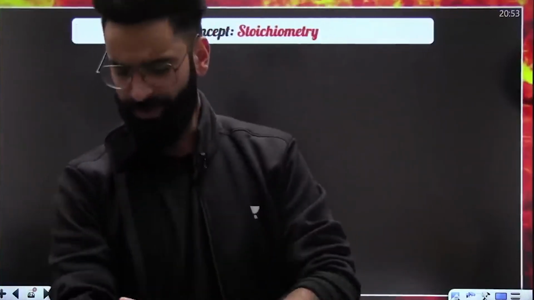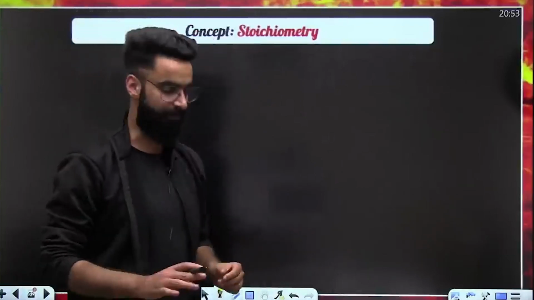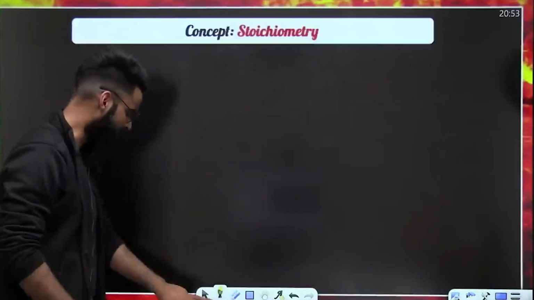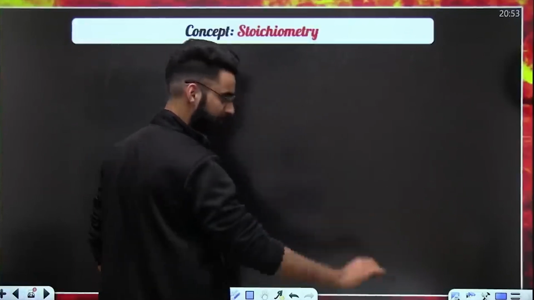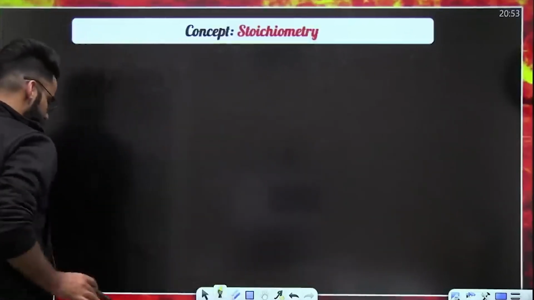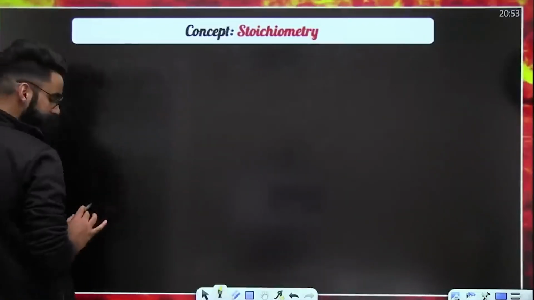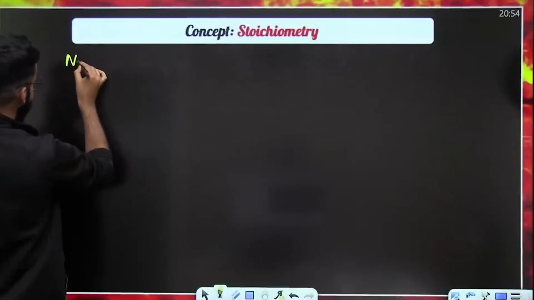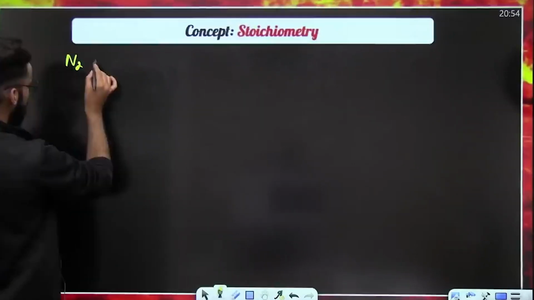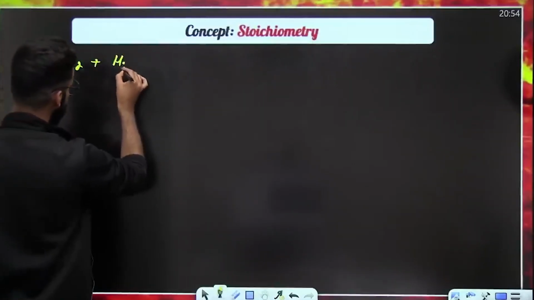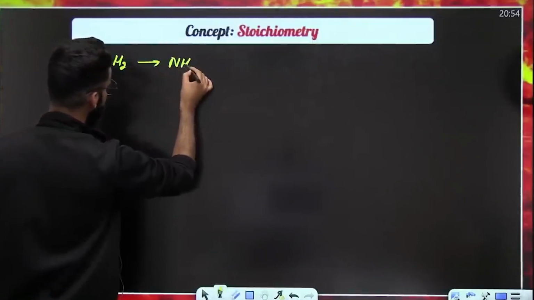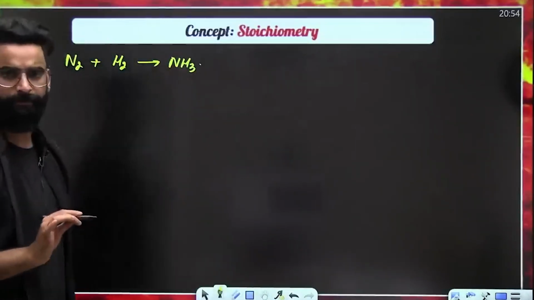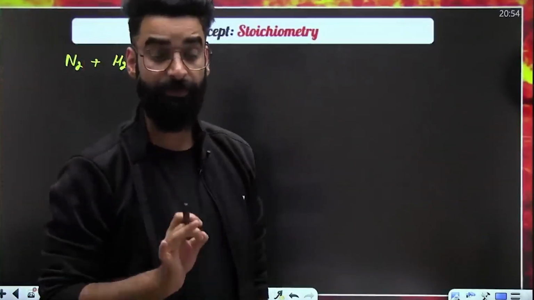Okay. Let's move on to one more important topic of this chapter, stoichiometry. So what is stoichiometry? Let's have a look. It's again one simple topic, but let's try to understand this. In order to make you understand stoichiometry, I'm going to take a general reaction: N2 plus H2 gives NH3. This is the reaction which I've taken.